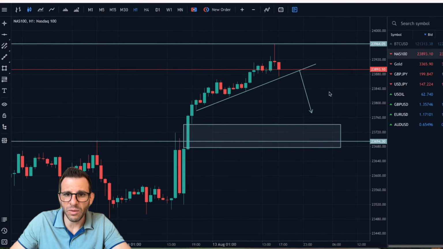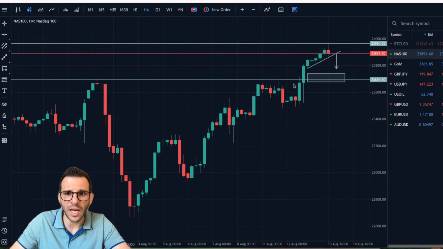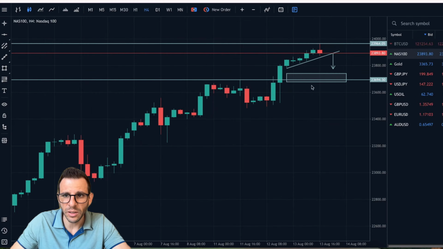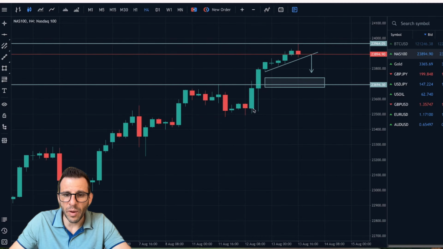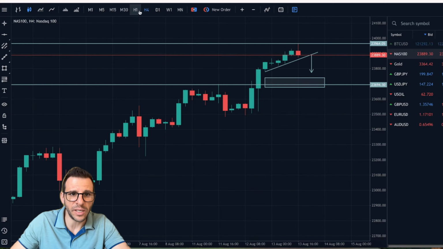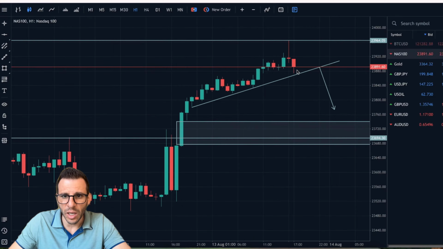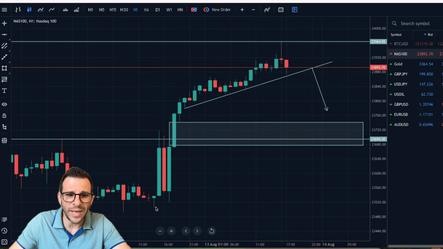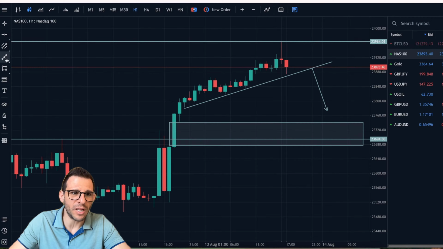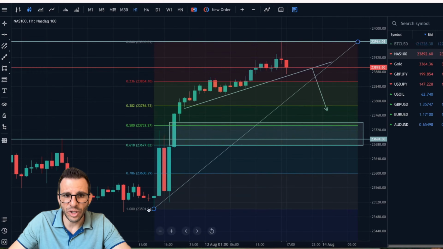Nasdaq hit a new all-time high. That's the hourly time frame. If we go to the 4-hour chart, the price since yesterday exploded. Now, after a new all-time high, the price is trying to create a retracement. We need to see some kind of retracement. This move is not healthy for the market just as a straight line.